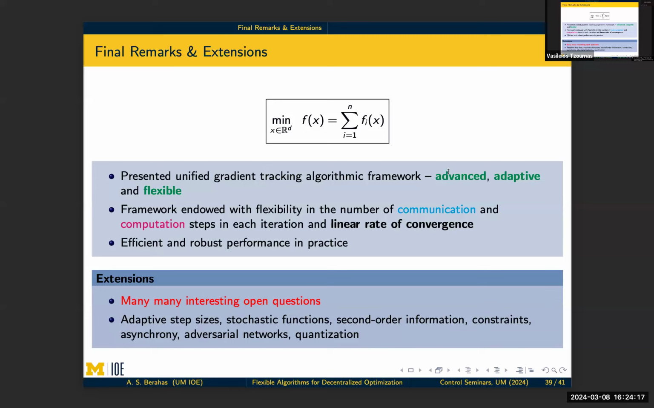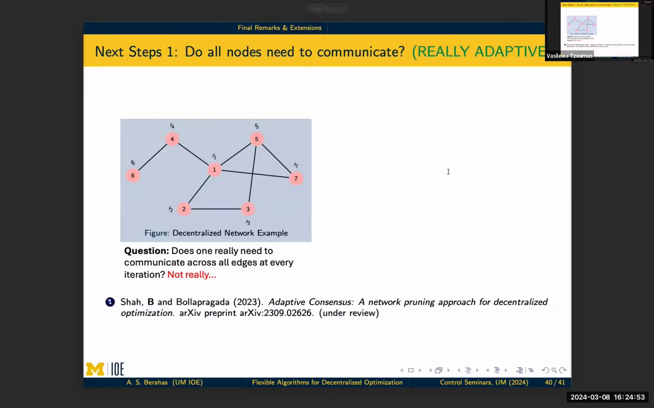I want to do adaptive step sizes with a line search. I want to do stochastic functions. I want to do second order information in the methods. I want to do constraint problems. Now that becomes really challenging. I want to do asynchrony, and I'll show one slide on asynchrony. I want to do adversarial networks. What if people are trying to compete with each other? Right? I might send bad information to my neighbors. And then quantization. And quantization is interesting because you might think about quantization when you're far away from the solution. I don't need to share my true information, but as I'm approaching the solution, maybe I do. So 3 more slides on extensions, and this is where I talk about really adaptive problems.